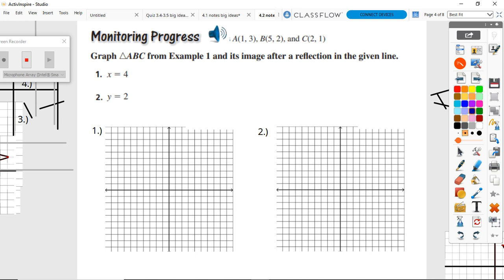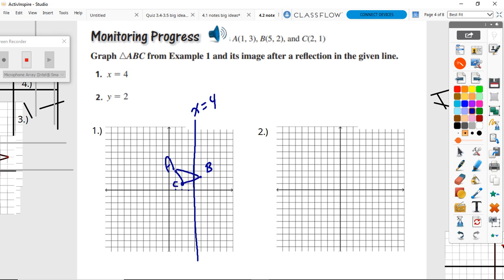All right, welcome back. So hopefully you got a little something like this. 1, 2, 3, 4. There's my line x equals 4. And similarly, 1, 3. There's my A. B is at 1, 2, 3, 4, 5, 2. And C is at 2, 1.